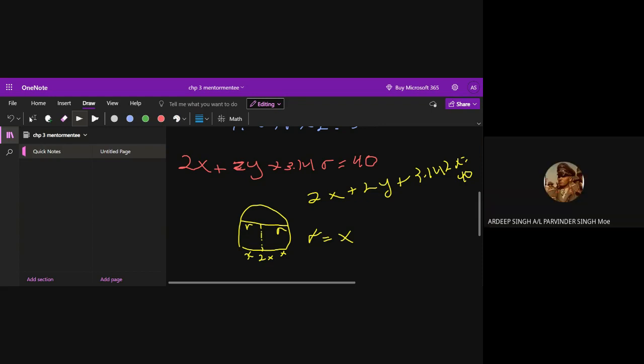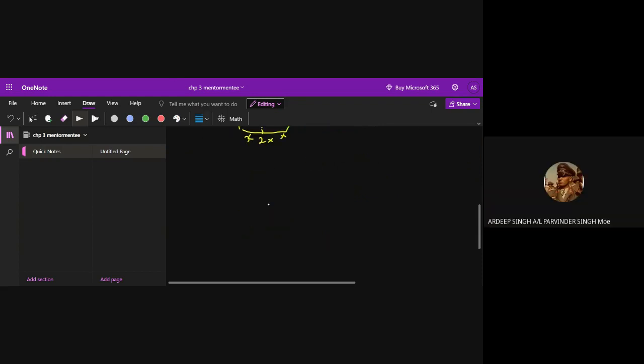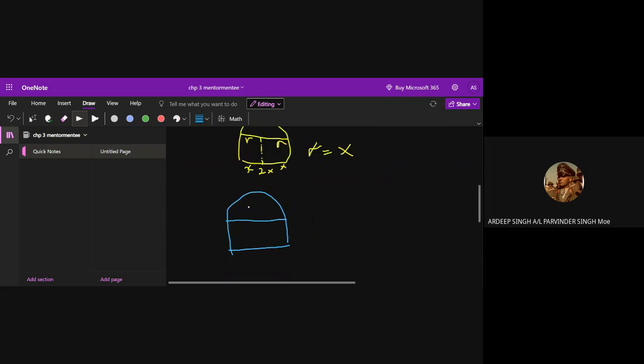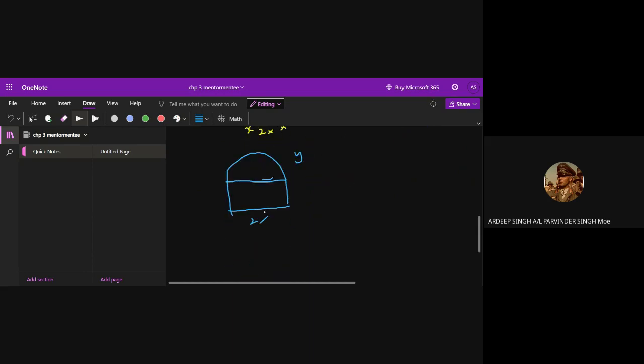Okay, just now we can see how he put it like this. Okay, so now it's much easier. Now here we know is 2x, here is y. So if we know here is 2x, that means we know here is y.